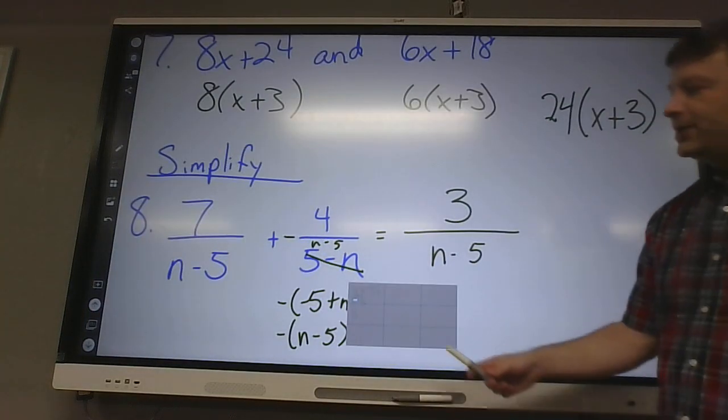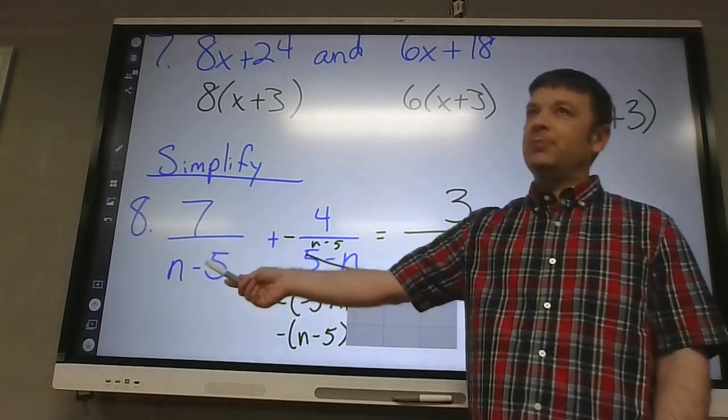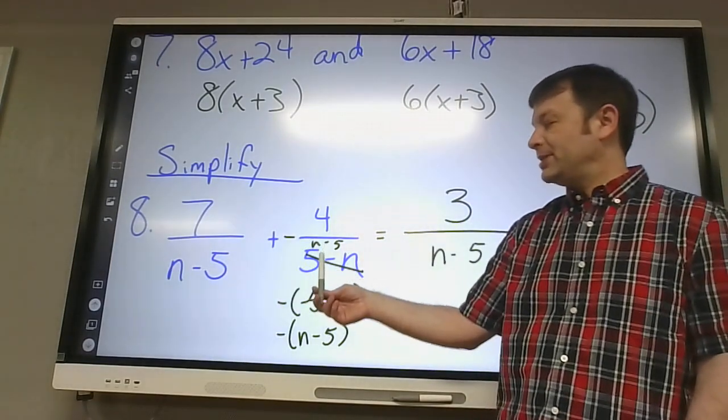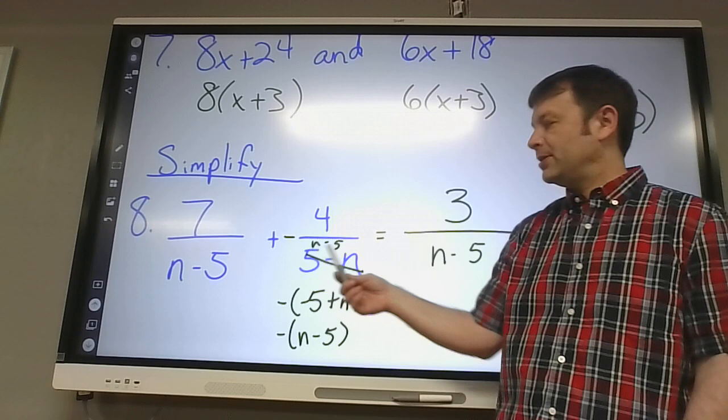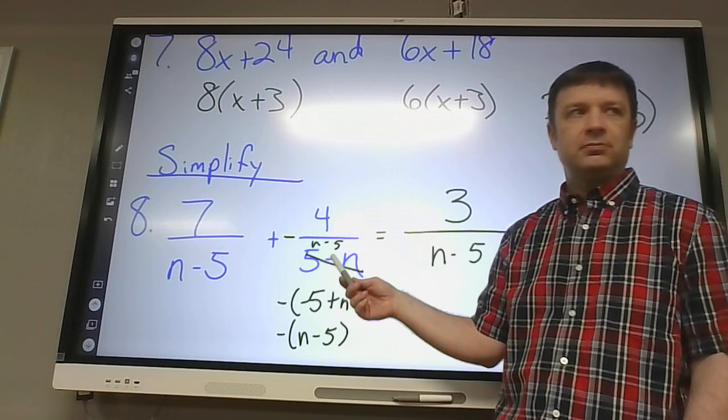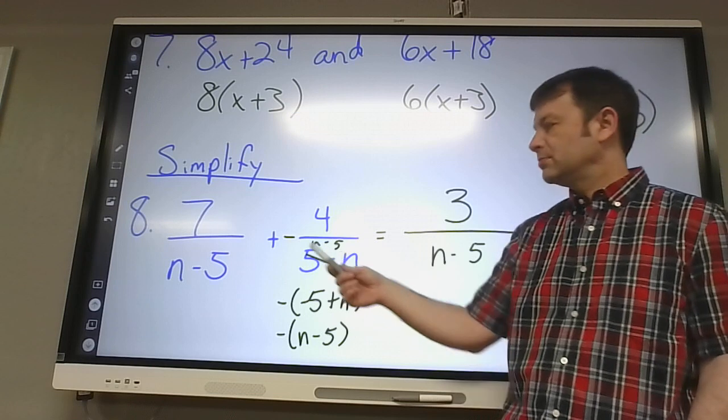5 minus n is the opposite of n minus 5, which basically means if you take a negative out, you can turn it into n minus 5.